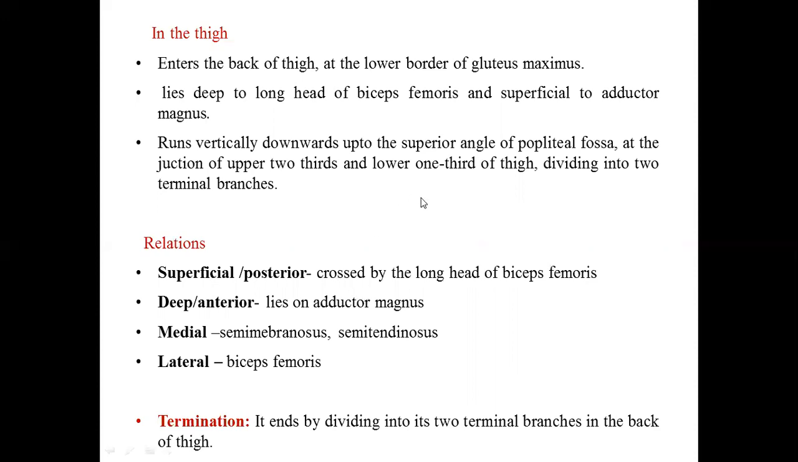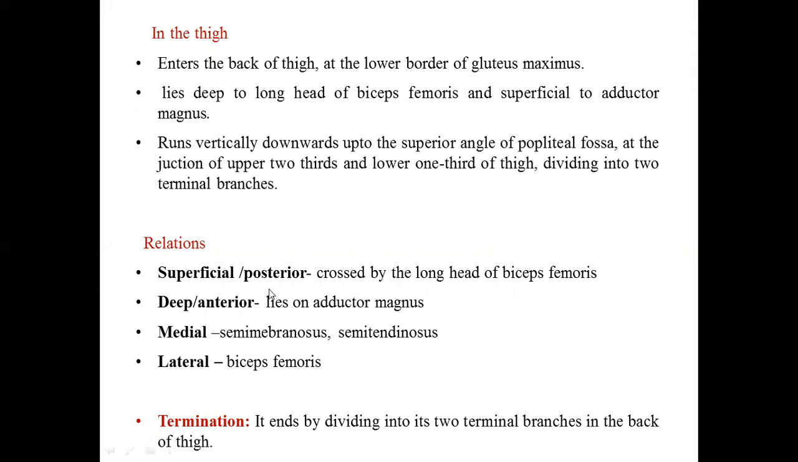It will run vertically down up to the superior angle of the popliteal fossa, and ideally at the junction of the upper 2/3 and lower 1/3 of the thigh, it will divide into two branches. But when we do dissection, we may find variations, like there can be a higher division of the nerve in the thigh, in the upper part of the popliteal fossa. So you may get variations in the divisions.